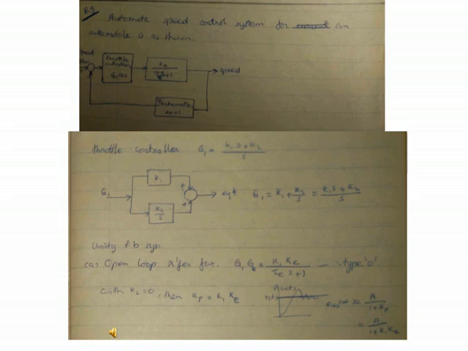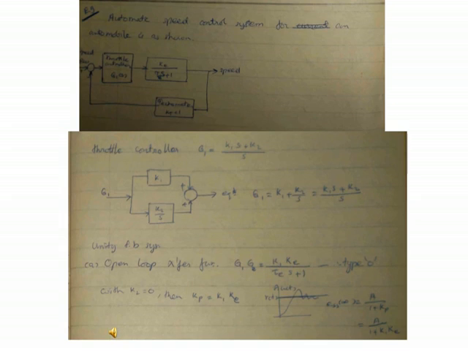Theta 1 is G1. G1 is equal to K1S plus K2 divided by S. So this is the general equation for the throttle controller. For the throttle controller, you can see the block diagram. So the input with the G1 will be K1 and K2 by S. The two functions are combined, and then the output comes out. Therefore, we write down the equation G1 is equal to K1 plus K2 by S, equal to K1S plus K2 divided by S.